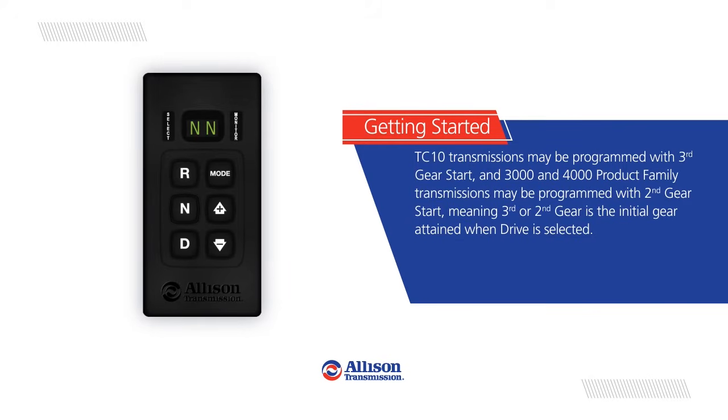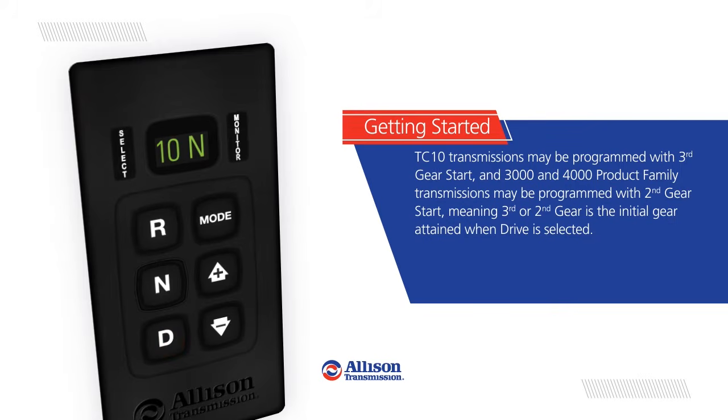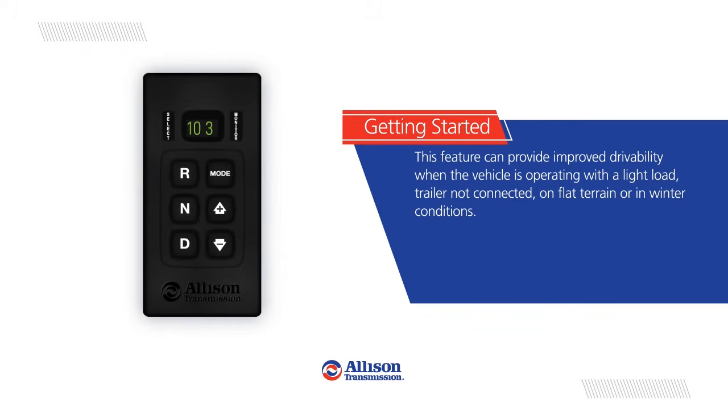TC10 transmissions may be programmed with third gear start, and 3000 and 4000 product family transmissions may be programmed with second gear start, meaning third or second gear is the initial gear attained when drive is selected. This feature can provide improved drivability when the vehicle is operating with a light load, trailer not connected, on flat terrain, or in winter conditions.